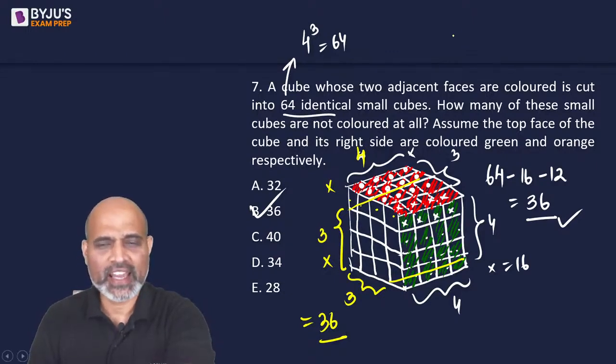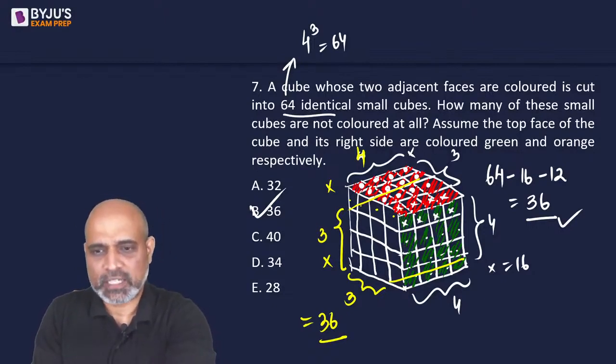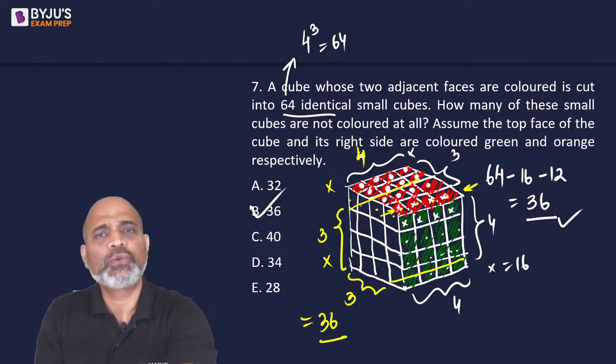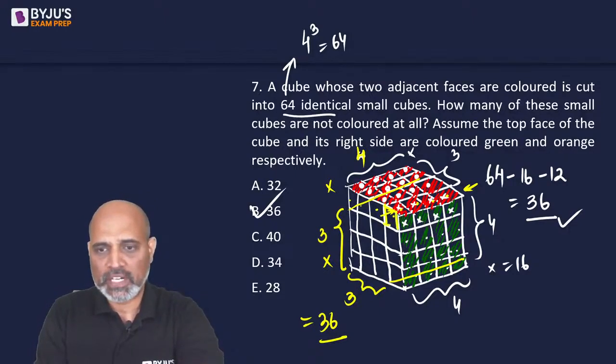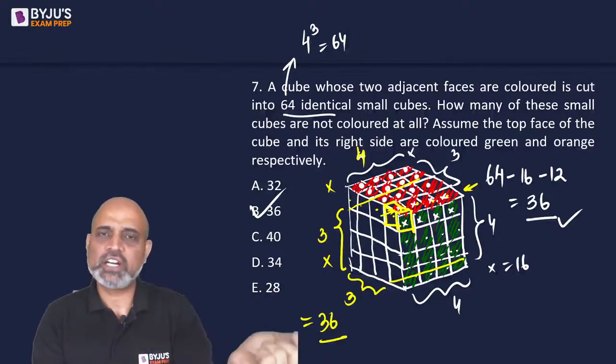64 minus 28, 32 कब से होने लगा? Did you guys subtract these 4 as well? इन चारों को भी वापस से subtract किया गया. क्यों करा? When I remove this particular cube, don't you think that red part is also removed? So why to again remove it? As in उसको फिर से count क्यों कर रहे हैं?